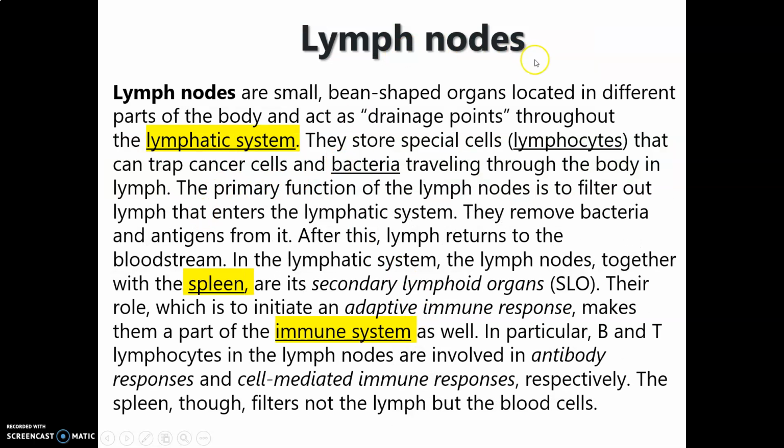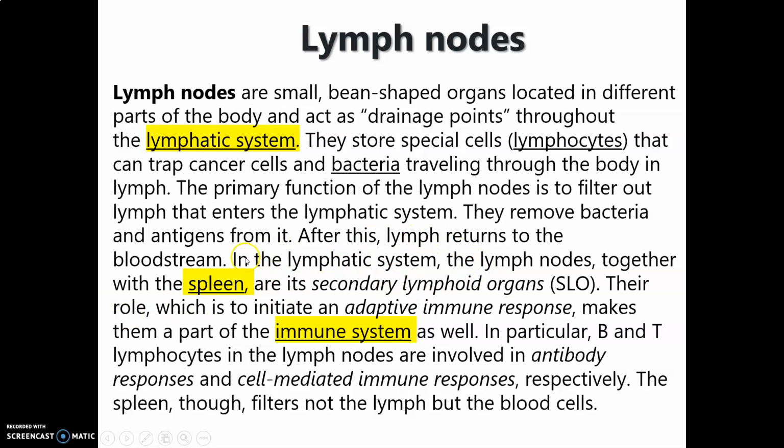Lymph nodes are small bean-shaped organs located in different parts of the body, and they act as drainage points throughout the lymphatic system. They store special cells, lymphocytes, which can trap the cancer cells and bacteria. Although they do not have RBCs, they have the WBCs, the leukocytes and the lymphocytes. So they help in protection of the body. They provide immunity to the body. The primary function of the lymph node is to filter out the lymph that enters the lymphatic system. They remove bacteria and antigens from it. After this, lymph returns to the bloodstream.